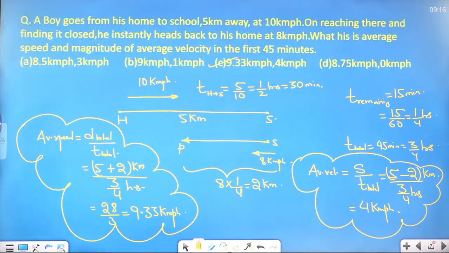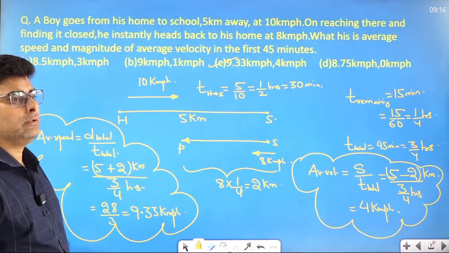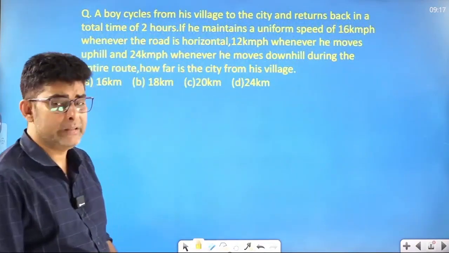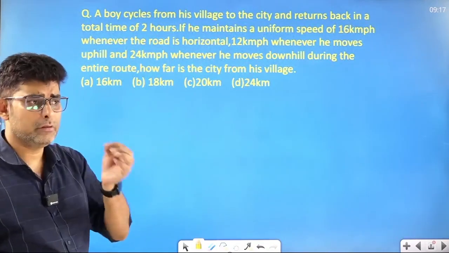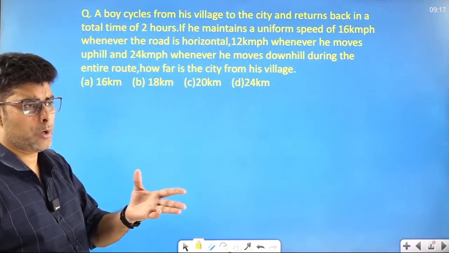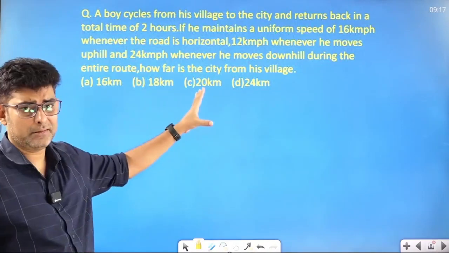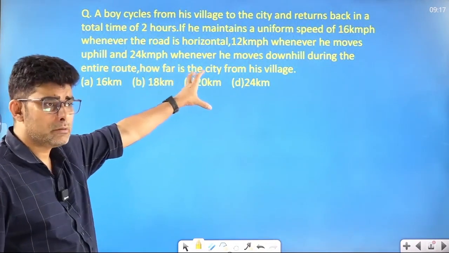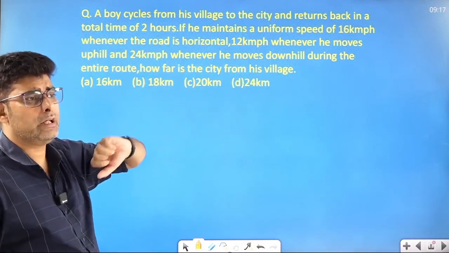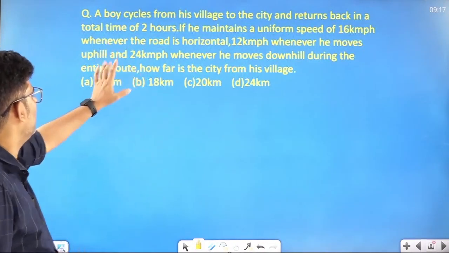Is it clear to all of you? Let's move to the next one. Next question. These questions may be tricky, but remember, none of them are lengthy, none of them are very tough. You have to just think properly. That's what our purpose is. To understand the meaning of the question, try to draw diagrams. Everything will be clear and very simple.